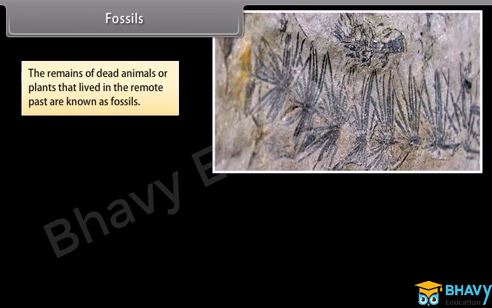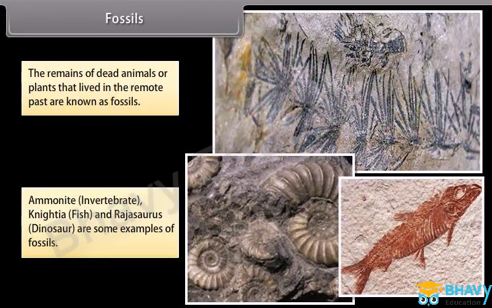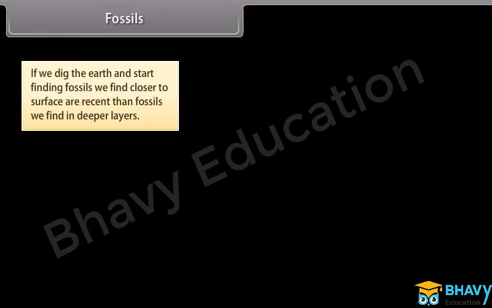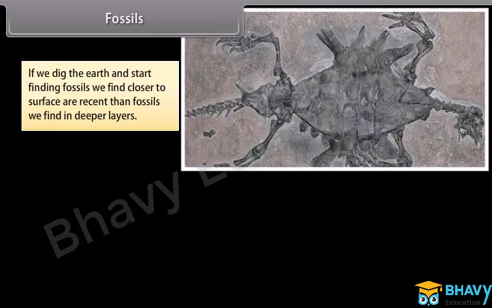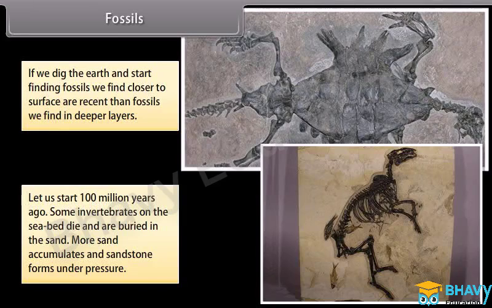Fossils. The remains of dead animals or plants that lived in the remote past are known as fossils. Ammonite, an invertebrate, Nicaea, a fish, and Rajasaurus, a dinosaur, are some examples of fossils. If we dig the earth and start finding fossils, we find that those closer to the surface are more recent than the fossils we find in deeper layers. Let us start 100 million years ago.